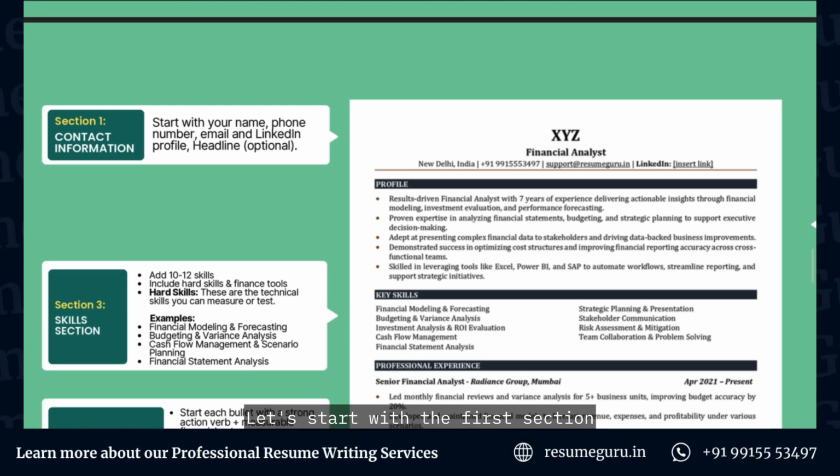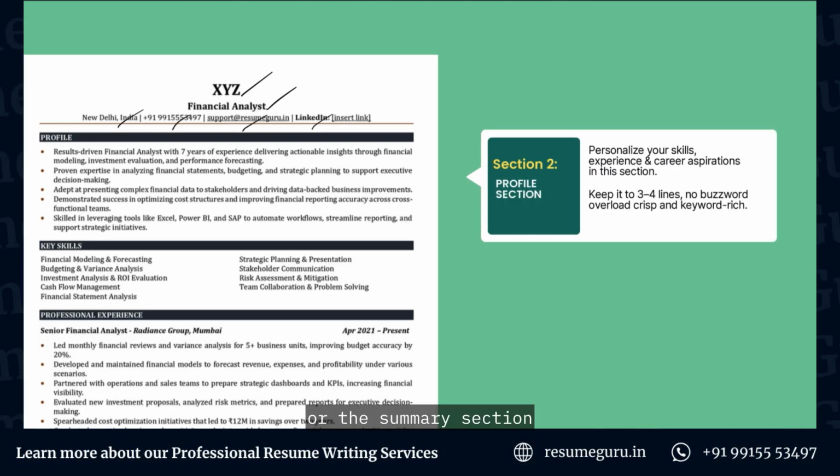Let's start with the first section, which is the contact information section. This includes things like your name, your position/title, the title which you are applying for or the title which you already have, that's what you mention, then your location, your phone number, your email address and your LinkedIn URL. All of this ensures that it is easy for the recruiter to reach out to you and also check out your profile and everything.